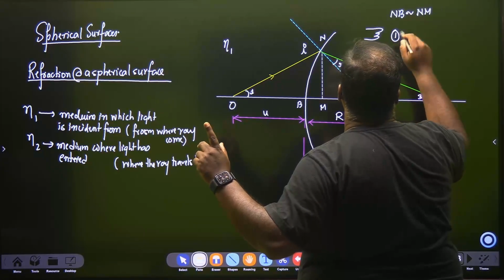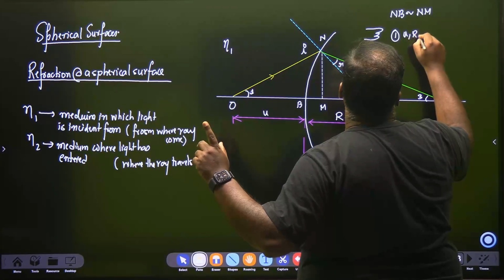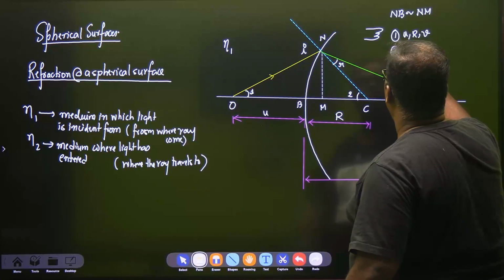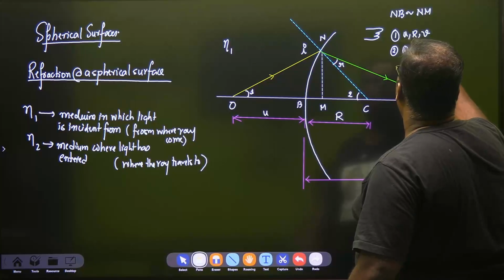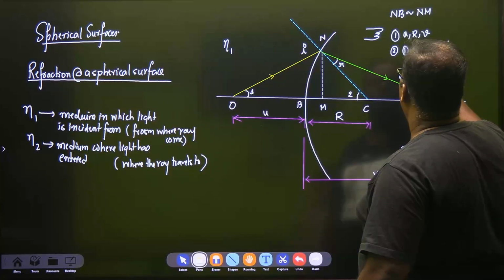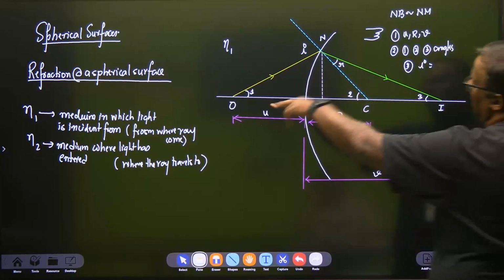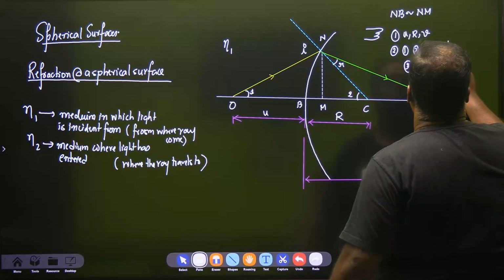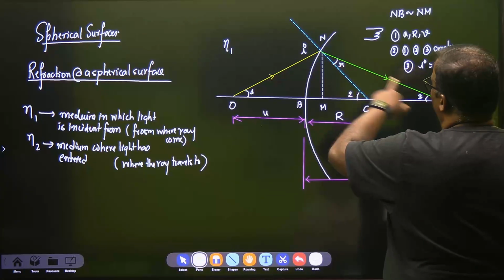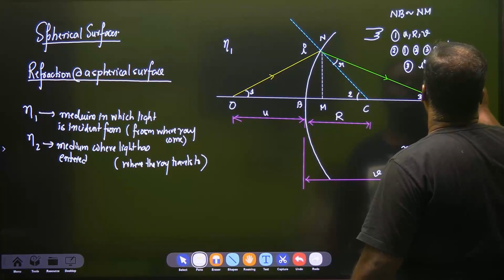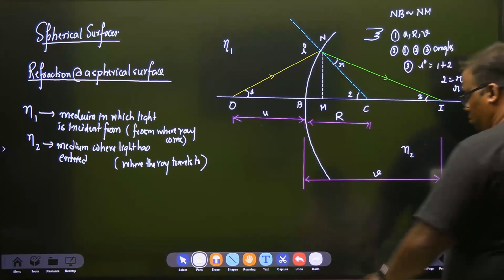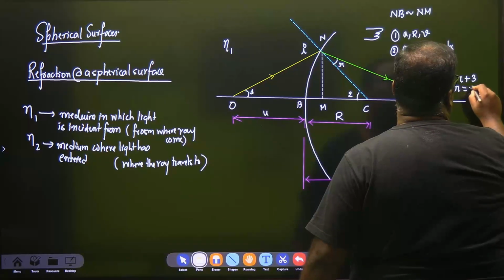The way to remember this derivation is U, R, and V. You should try to find them in the diagram. Then try to find the angles 1, 2, and 3. Then, if you look at I as an angle, it is an exterior angle for 1 plus 2, and 2 is an exterior angle for R plus 3, which means R is equal to 2 minus 3.